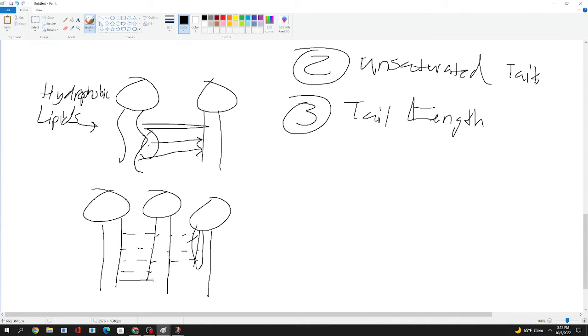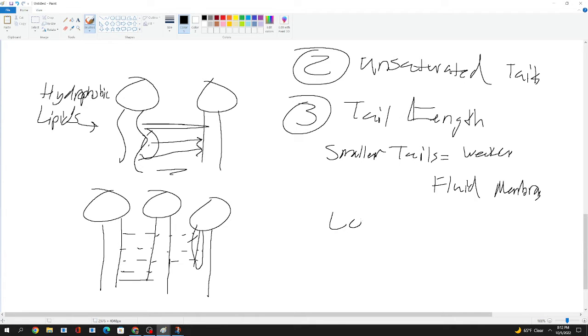And the more bonds you have, by the way, when I say bond, I mean weak attractions, right? These are those electrostatic van der Waals attractions. The more length I have, the more weak attractions I can make, and the more stability I can get. So tail length can vary that. Smaller tails equal a weaker or more fluid membrane. And a larger tail equals a more structured, or I'll call it rigid, membrane. Okay. So that's that.